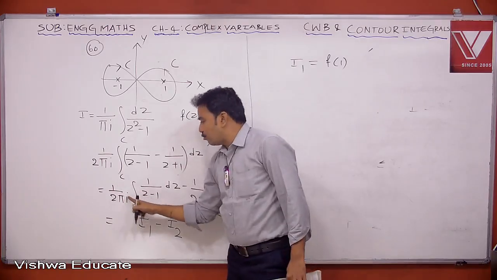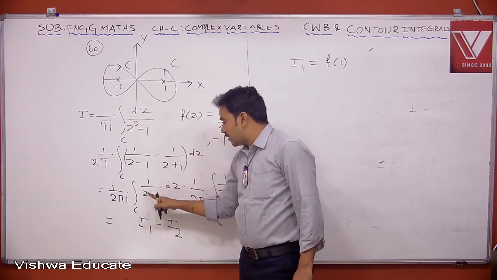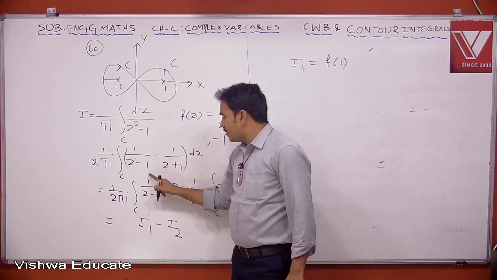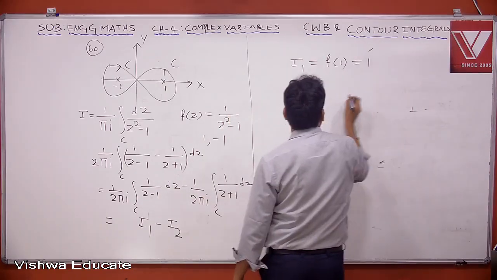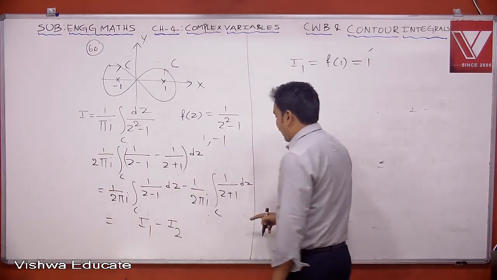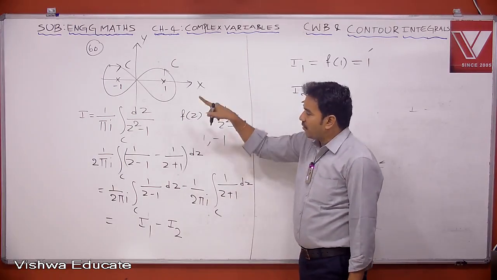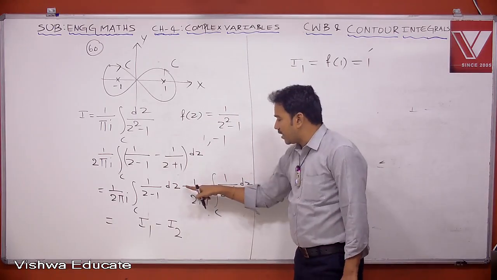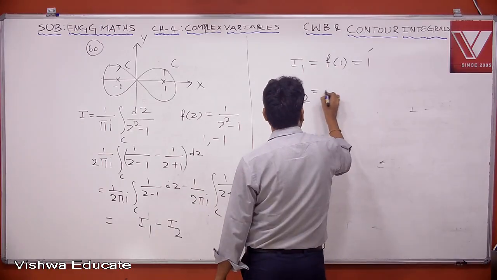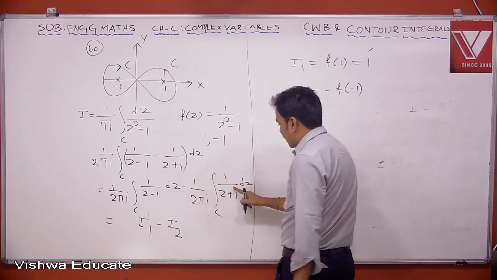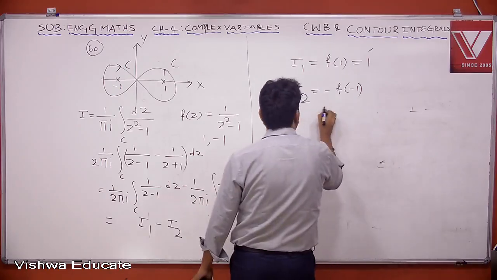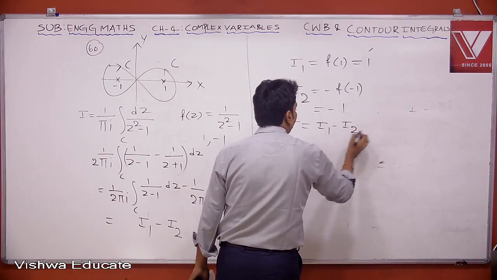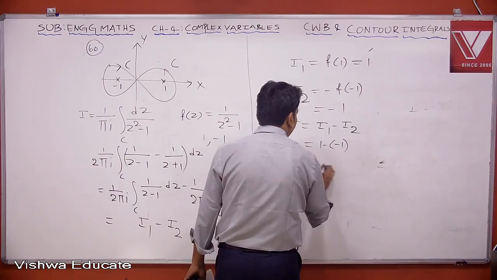Because this is 1 by 2 pi I into integral f of z by z minus z naught dz over C. With 1 inside the circle, f of 1 is a constant function, so it is 1. Now the I2 value. Actually this is a minus 1. But for minus 1, the contour is moving in the clockwise direction. So minus will come. Already minus is there. So therefore I2 is minus f of minus 1. It is a constant value, so this is minus 1. So therefore the value of I is I1 minus I2. This is 1 minus of minus 1, and this is plus 2.